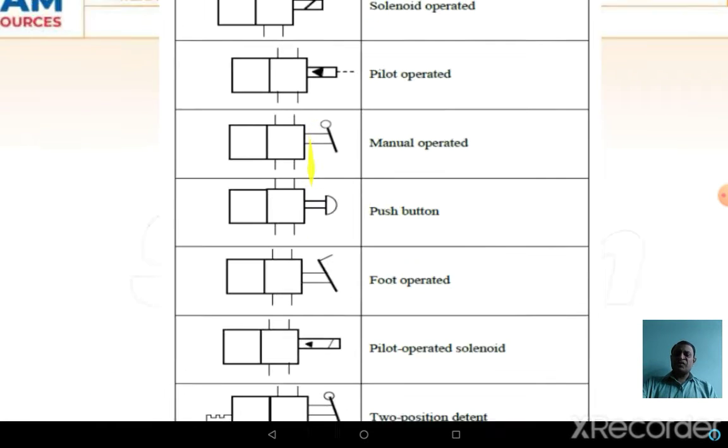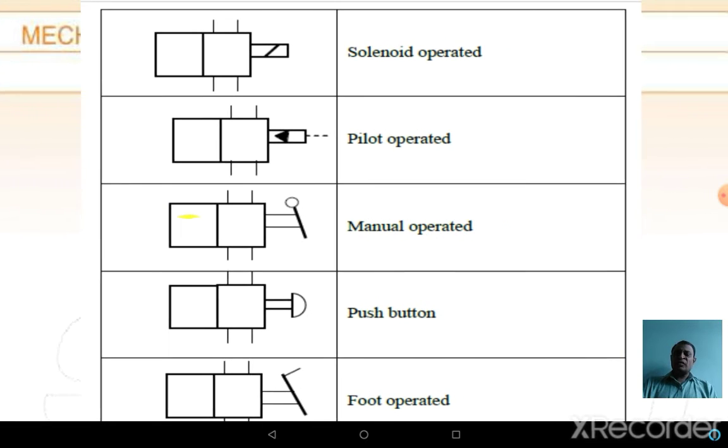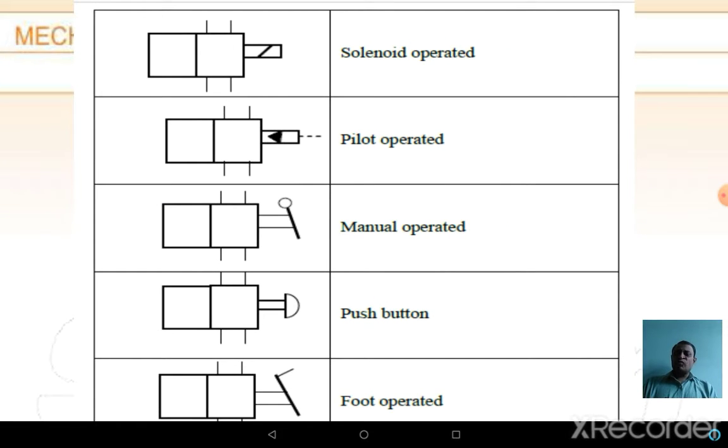The symbolical representation with respect to the different types of the valves. If the solenoid method of operating is used, then two rectangles with a horizontal rectangle with an inclined line are used, which is the representation of the solenoid operation. If it is pilot operated, a small triangle is represented at the side of the rectangle.